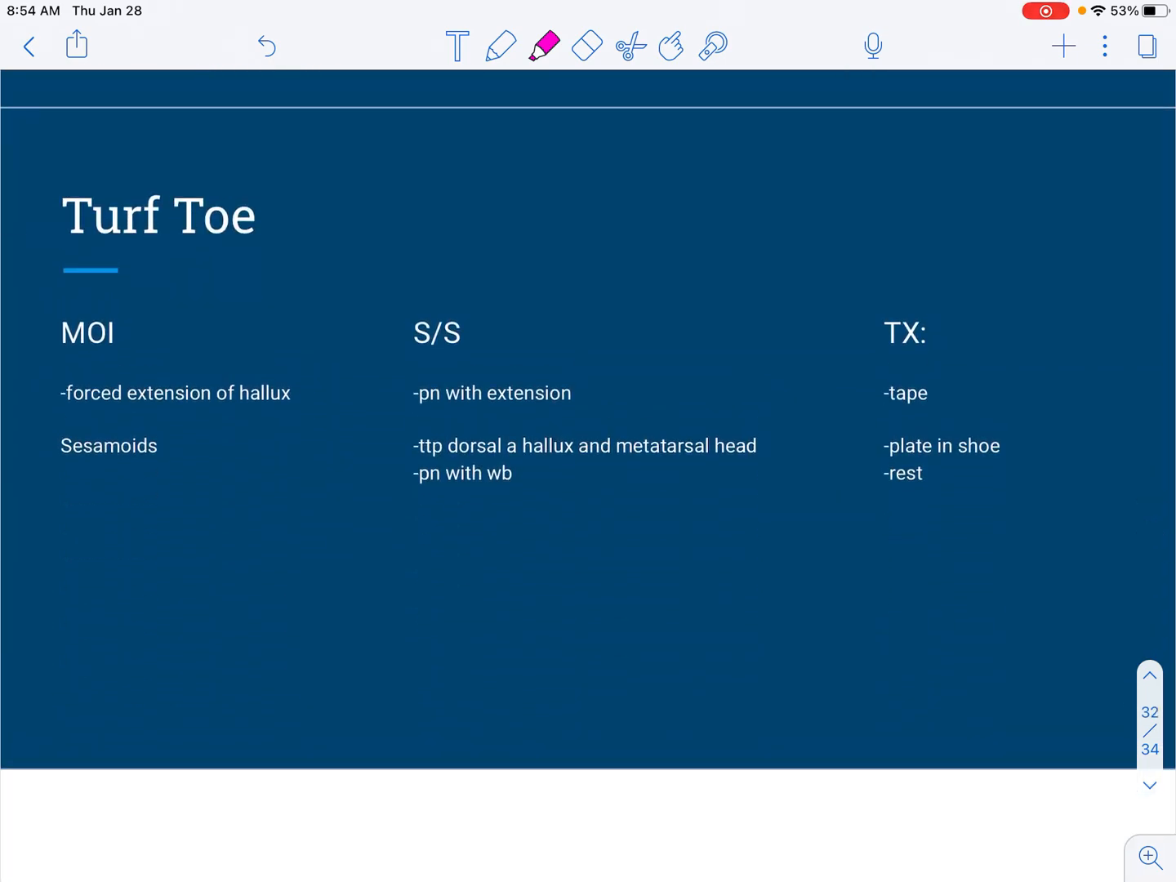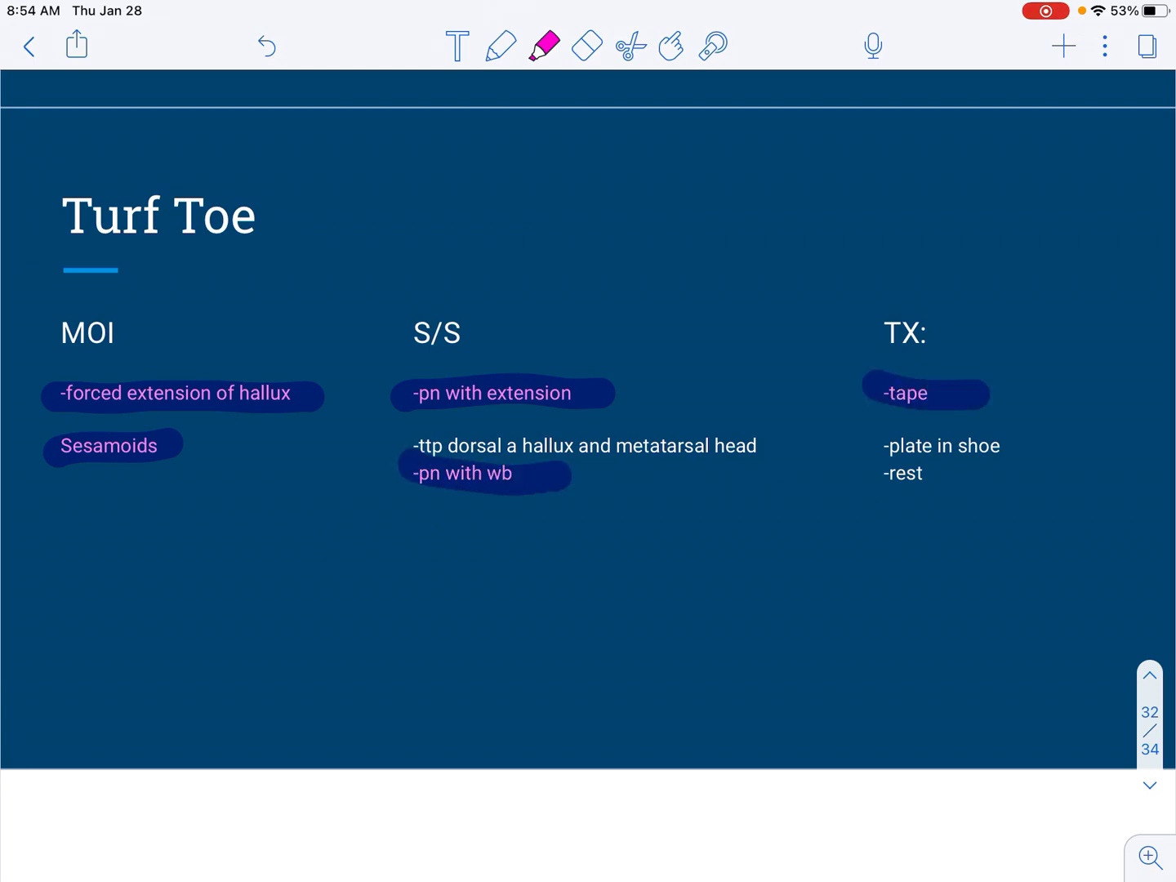Last one we're going to talk about is turf toe. So turf toe happens when you have a forced extension of your hallux. You got a couple sesamoid bones on the plantar aspect of your hallux and can injure that. Signs and symptoms. So definitely you got pain with extension whenever you go to push off. Tender to palpation on the dorsal head of the metatarsals, and also pain with weight bearing.